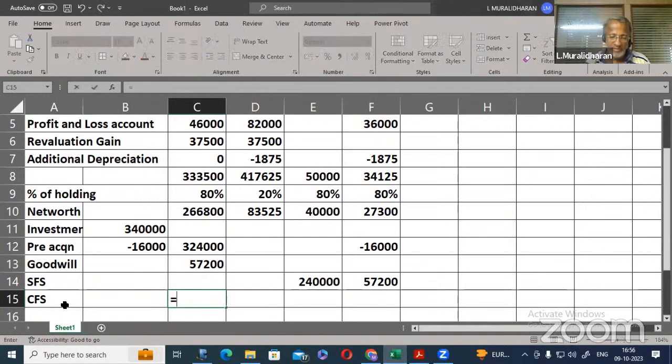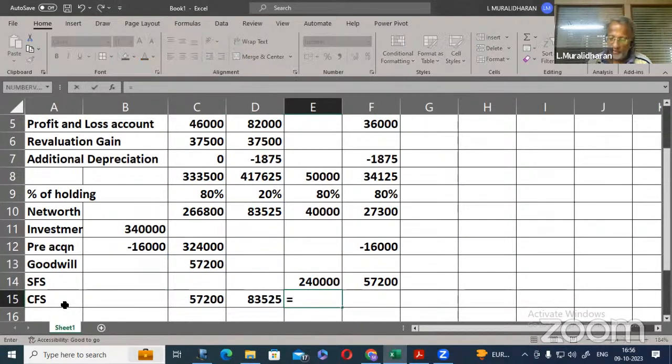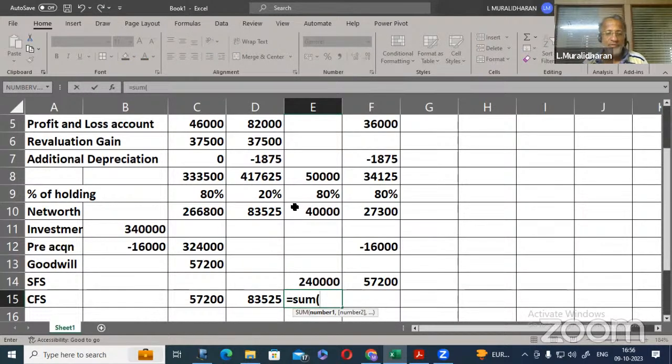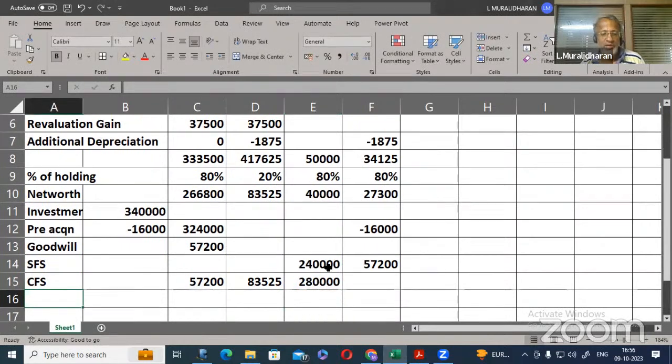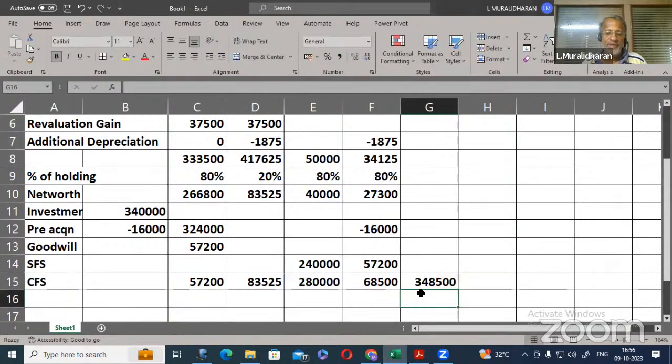In CFS, we will take up 57,200 and for minority interest, 83,525. And for general reserve, we will take up all matters from this stage to whatever SFS in which we are taking up. It's 2,80,000. Same is the way we are going to take the number 68,500. Is that right?